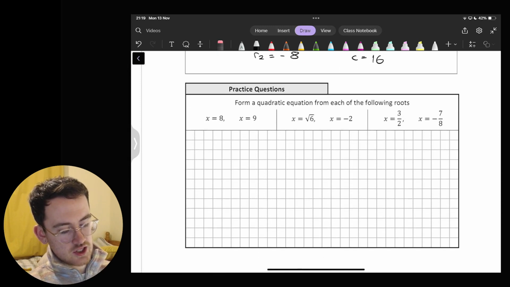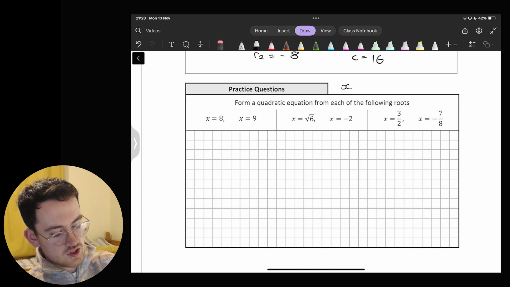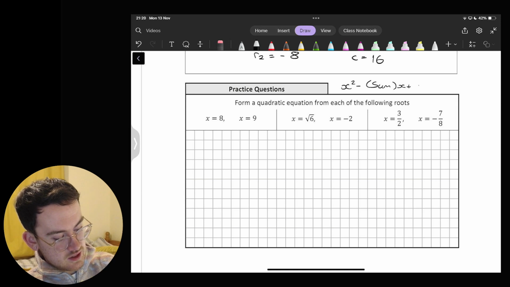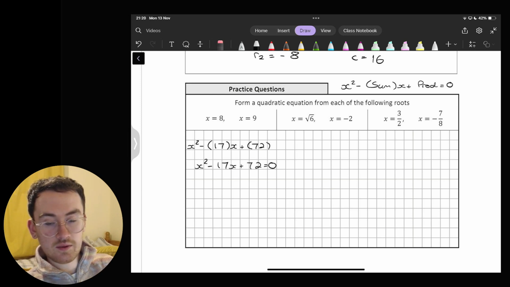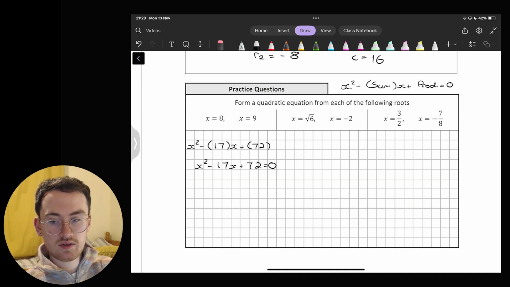So let's just look at a practice question or two. Form a quadratic equation with each of the following roots. We're just going to be using, again, our quick rule here to help us out, making sure it's equal to 0 at the end. So x squared minus the sum, which is 17, plus the product, which is just 72. And let's write that out again, equals 0. Nice and straightforward. Nothing really to catch you out particularly there.